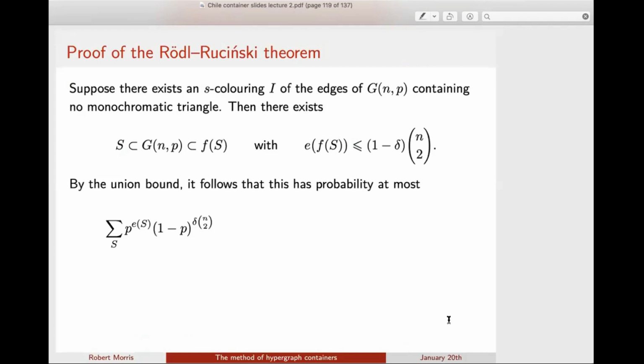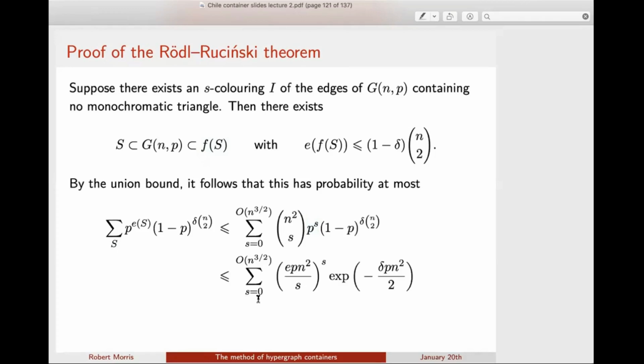choose 2. Because every non-edge of f of s, every edge not in f of s, cannot be in GMP. And f of s is a fixed graph, a fixed container. So we're summing over s, and therefore f of s is fixed for each s. And now it's just the same thing: sum over the size of s, sum over the choices of s given its size, p to the size of s, 1 minus p to the same thing.